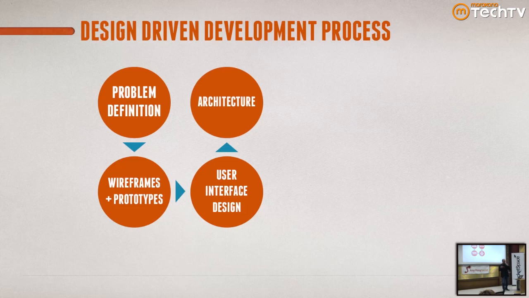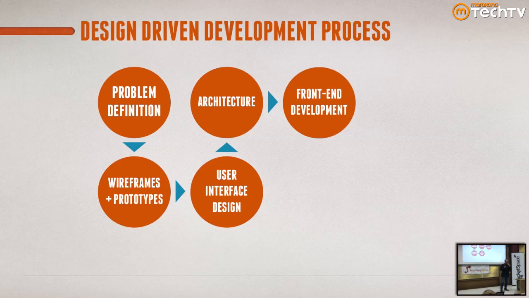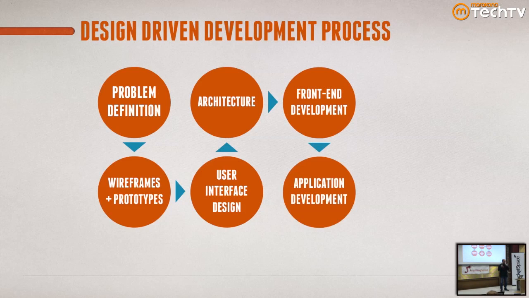Then of course, you can start doing this in parallel, but this is a good handoff point. If you're doing things in serial, this is a good handoff point to actually know exactly what we need to build, or at least the first version of it. Now we can structure the architecture behind it. And then front-end development, of course, to take those wireframes and the user interface and cut up the screens and the views. And then the application development itself.